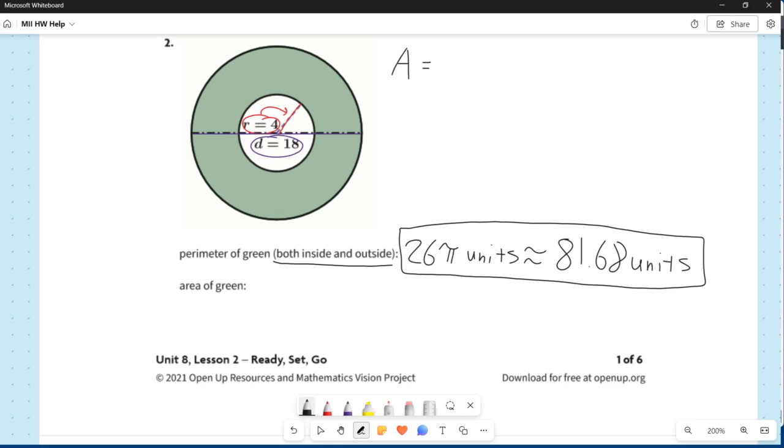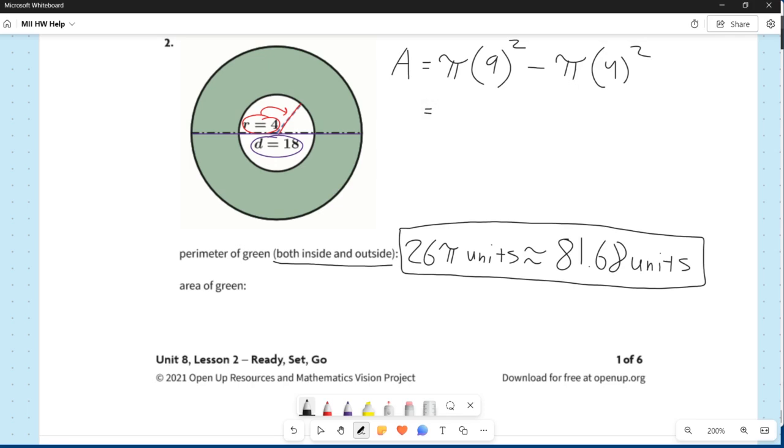So the area of the large circle, based on the diameter of 18, well, area is going to be pi r squared. So that means the area is going to be pi times, if the diameter is 18, then the radius is half of that, which is 9 squared. And again, with area, we have to subtract the smaller circle because we're cutting out the green that would normally be in the center there. So we're going to subtract the small circle, which again is pi r squared. And this time, my radius for the little guy is 4.